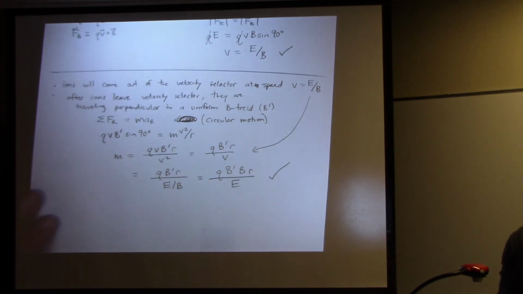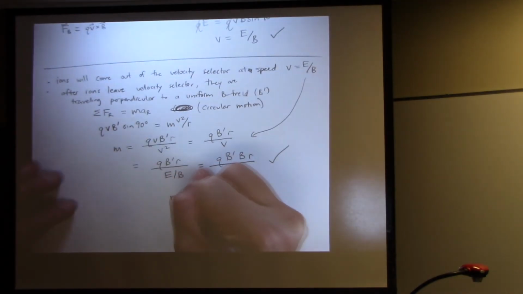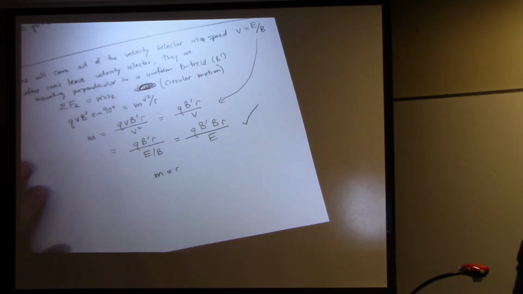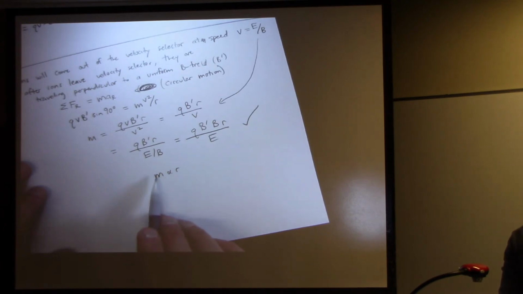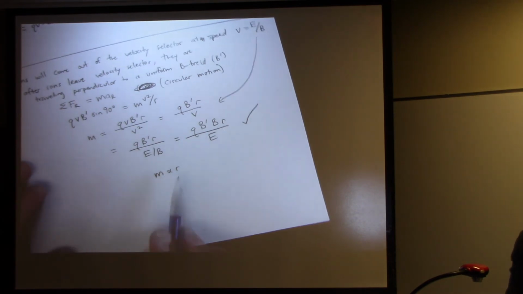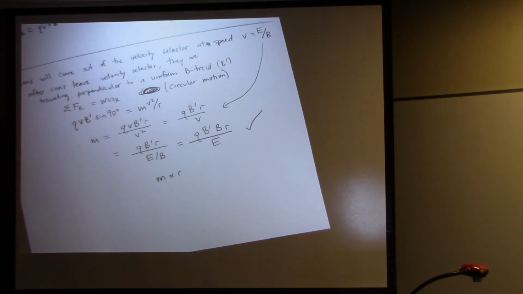So that's really the fundamental thing. The mass and the radius are related. They're proportional to one another. M is proportional to R. Meaning, the more massive the particles are, the bigger their radius will be when they move through this magnetic field. And it makes sense. A lighter particle is going to move in a smaller radius. And it's that radius which is really telling you something about the mass of those particles. Okay, that's the idea.